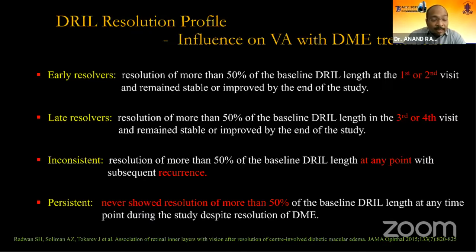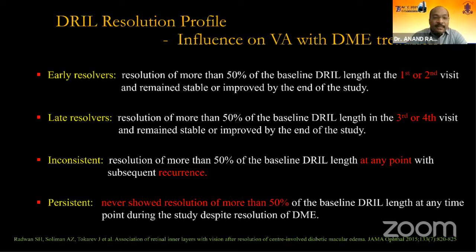So they classified into 4. Early resolvers had resolution of more than 50% of the baseline DRIL length at the first or second visit and remained stable or improved by the end of the study. Then there were late resolvers, the same thing, but resolution at the 3rd or 4th visit, a little later. Third, inconsistent: resolution of more than 50% of the baseline DRIL length at any point with subsequent recurrence. Persistence was those that never showed resolution of more than 50% of the baseline DRIL length at any time during the study, despite resolution of DME.